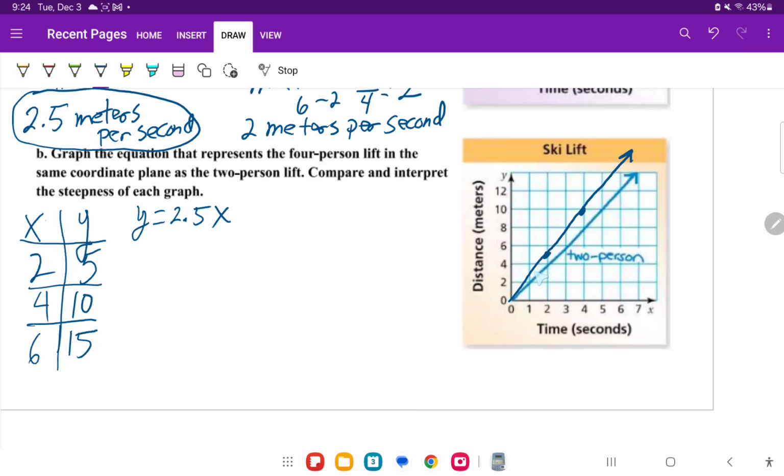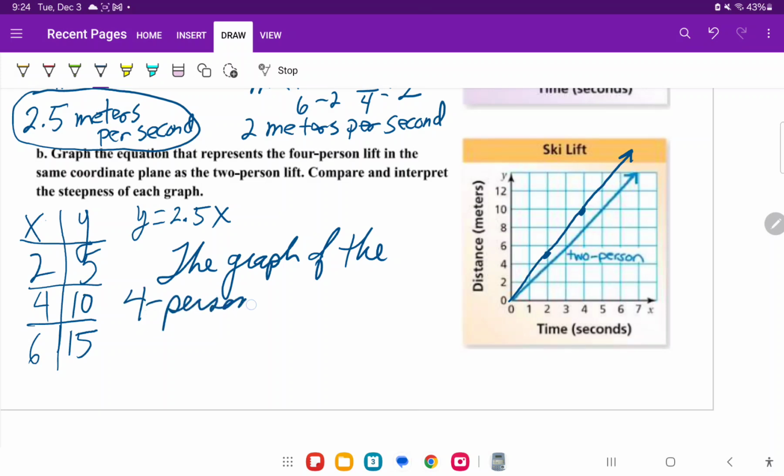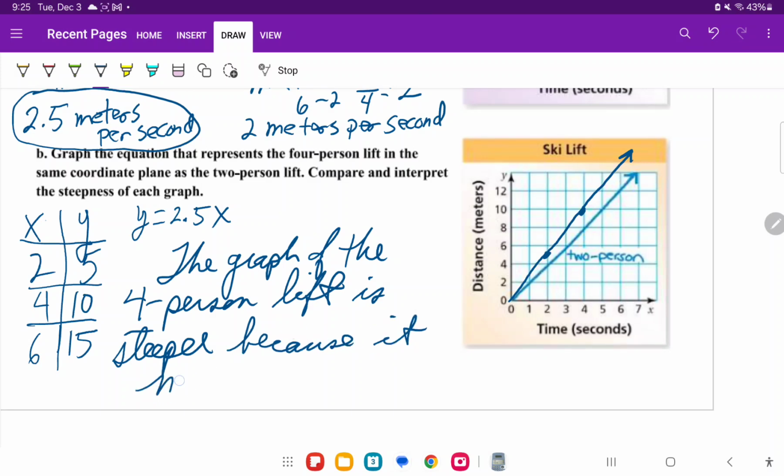So what we're going to say is the graph of the 4-person lift is steeper because it moves faster. Okay, good job.